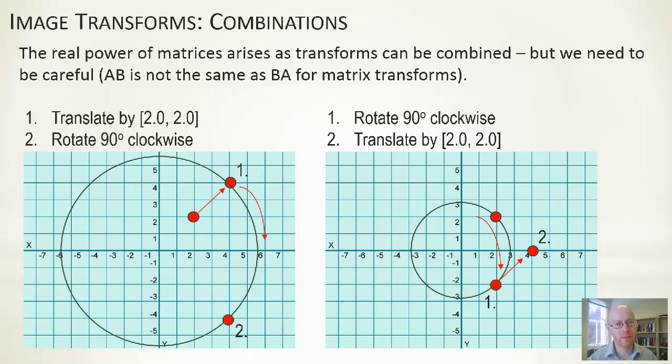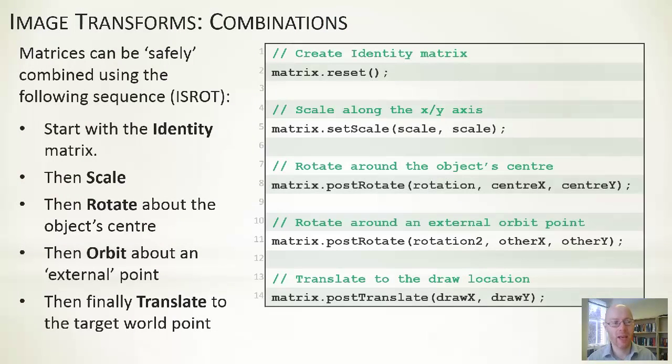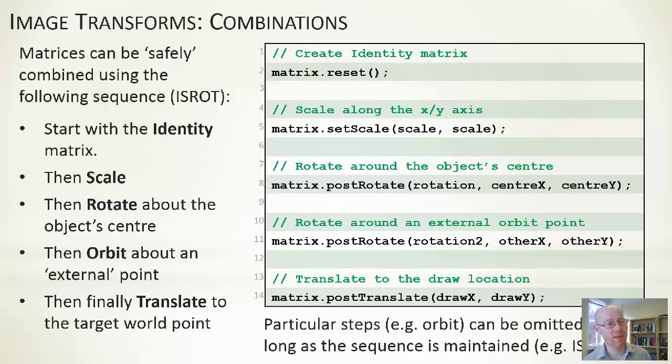Now, it doesn't actually present as big a challenge as you might think. There is actually a rule of thumb that you can use to do this safely, and it's known as the ISROT combination. So matrices can be safely combined using the following sequence, ISROT. Start with the identity matrix. So identity matrix is one that doesn't transform anything. Otherwise stated, just start with a new matrix or a reset matrix. Creating one in Android by default will give you an identity matrix.